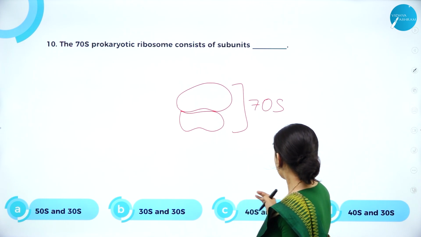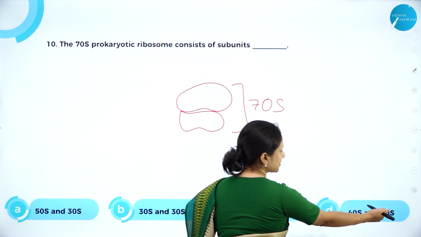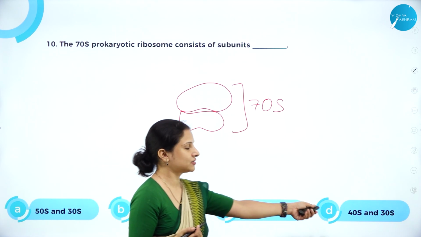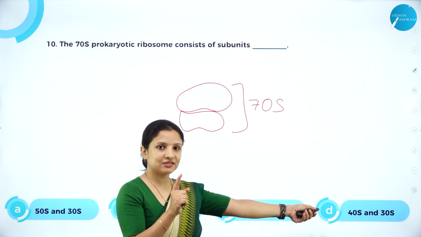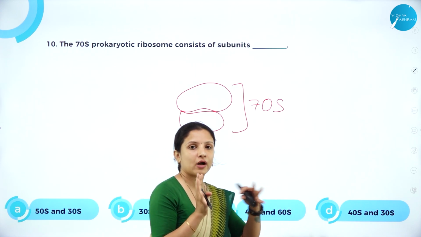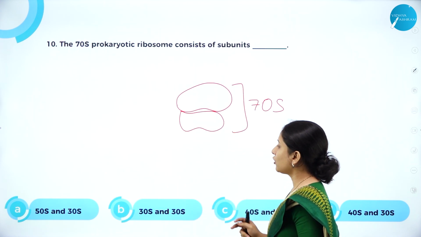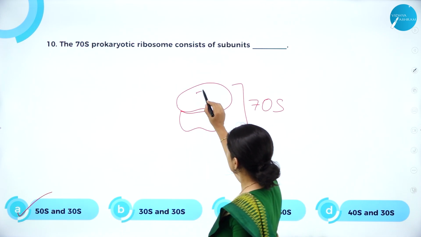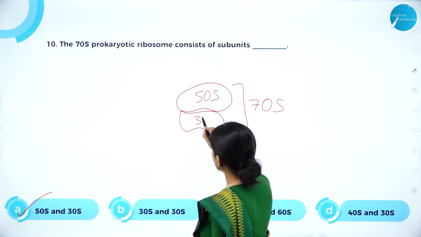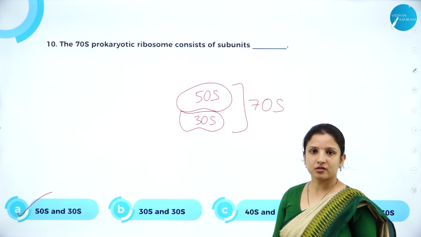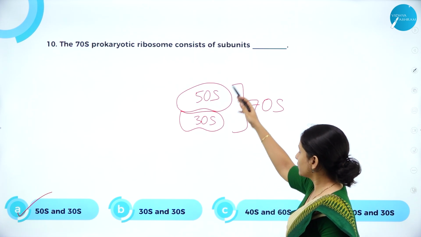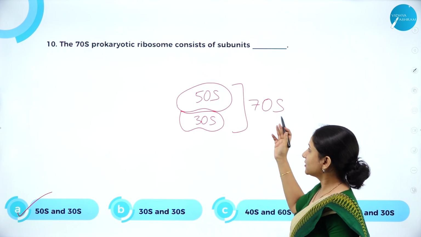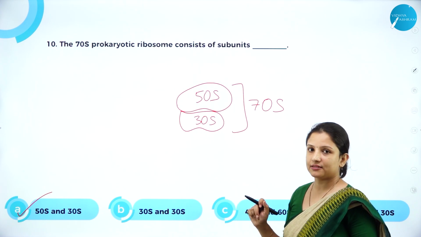Here, 40 plus 30 will give you 70, because when you add them, it gives 70. Don't choose this answer. It is wrong because S means sedimentation rate. It doesn't mean that you add two numbers to get 70. So 50S and 30S is the right answer, because the sedimentation rate of the larger subunit is 50 and that of the smaller subunit is 30. Together their sedimentation rate is 70. So option A is the right answer here.